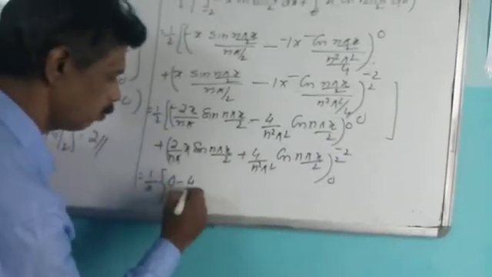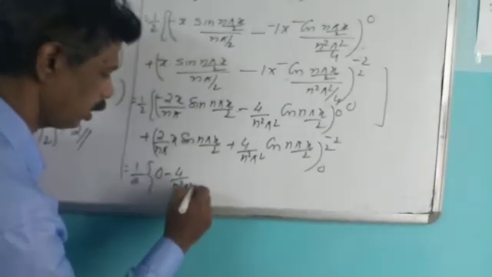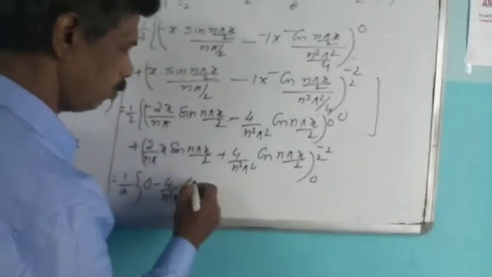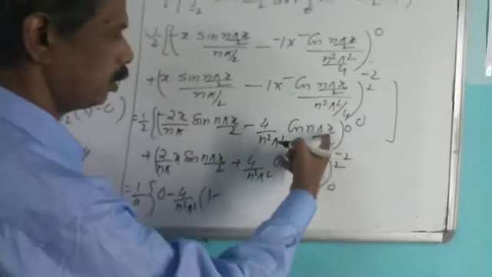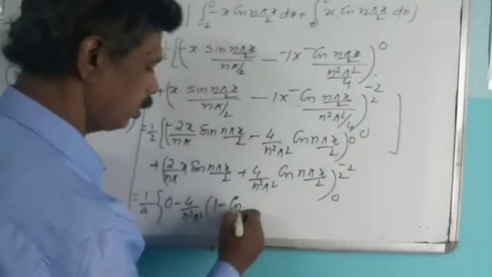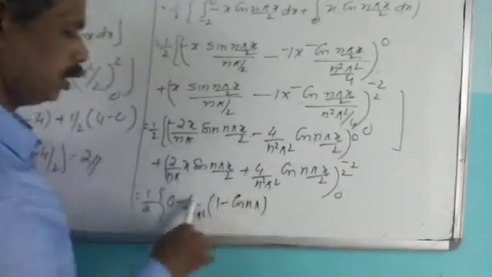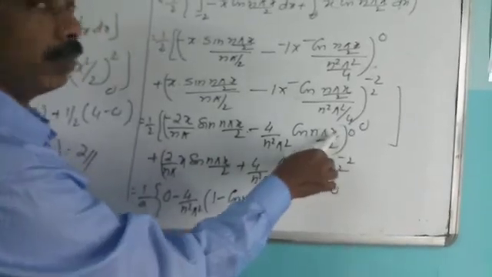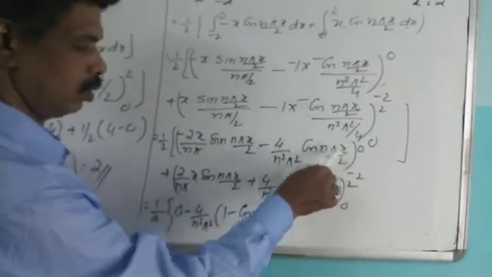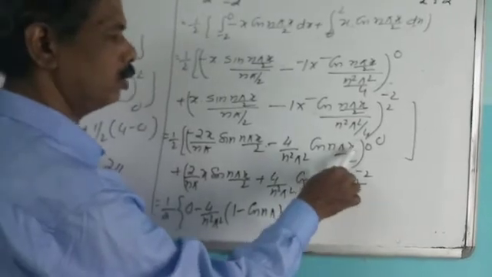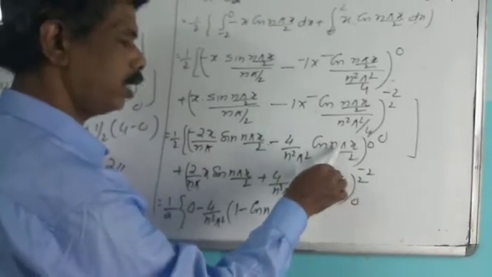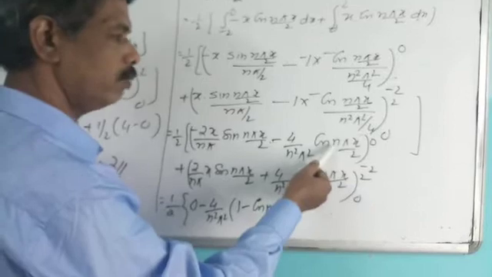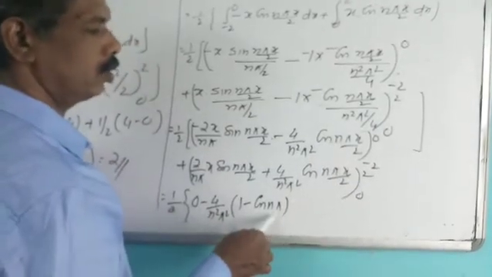Minus 4 by n square pi square. Next term, cos 0 is 1. Minus cos minus theta is cos theta, so we can write cos n pi. Minus 4 by n square pi square into, when we substitute x equal to 0, cos 0 is 1. When x is equal to minus 2, the 2 and 2 cancel, giving cos minus n pi. Cos is an even function, so this is equal to cos n pi.